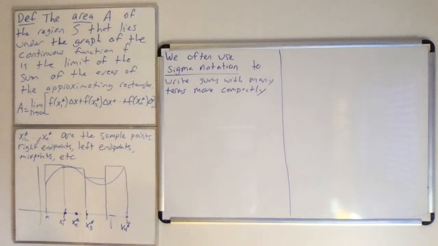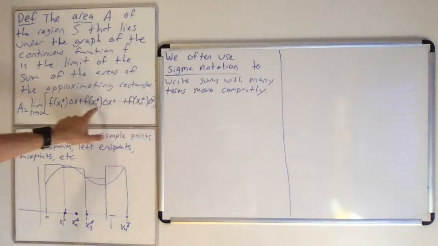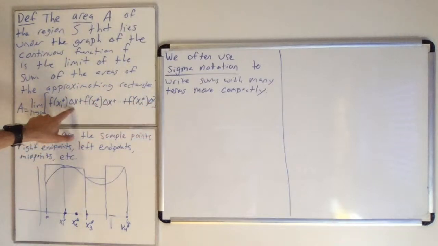Okay. First, Jack says, what does delta x represent? Delta x is the width of our subrectangles. Okay, so each of our rectangles has width delta x. So this is like the height of the rectangle times the width. Height times width.